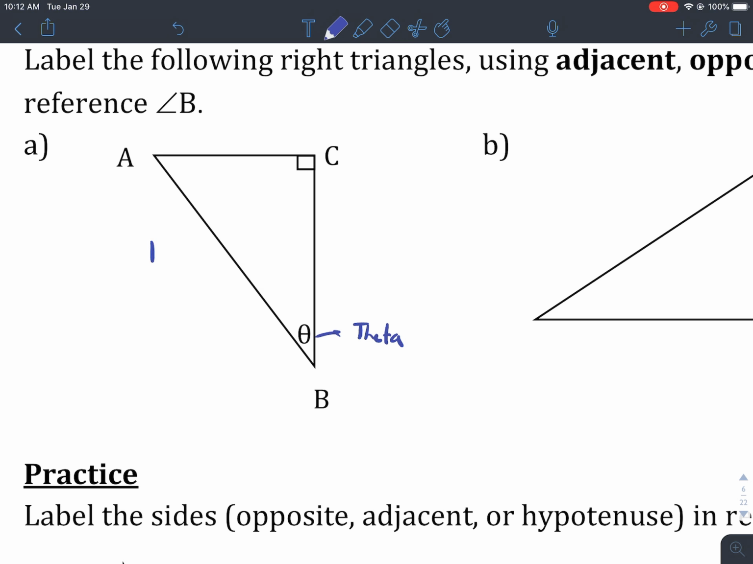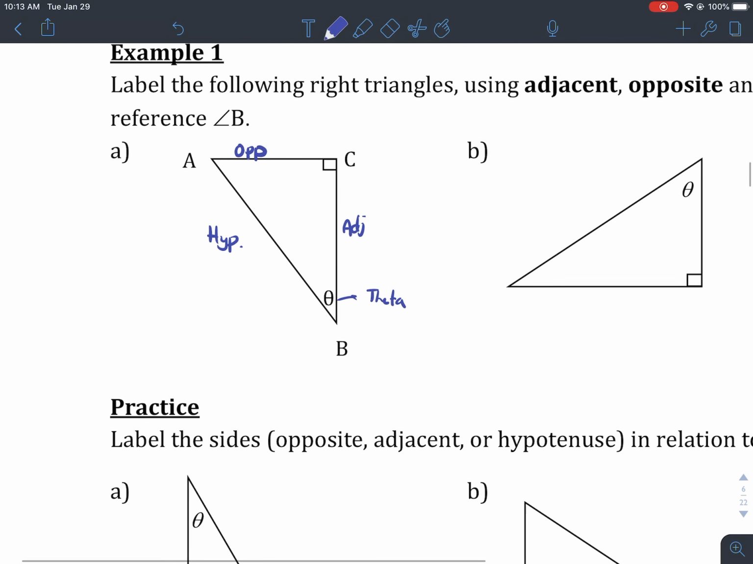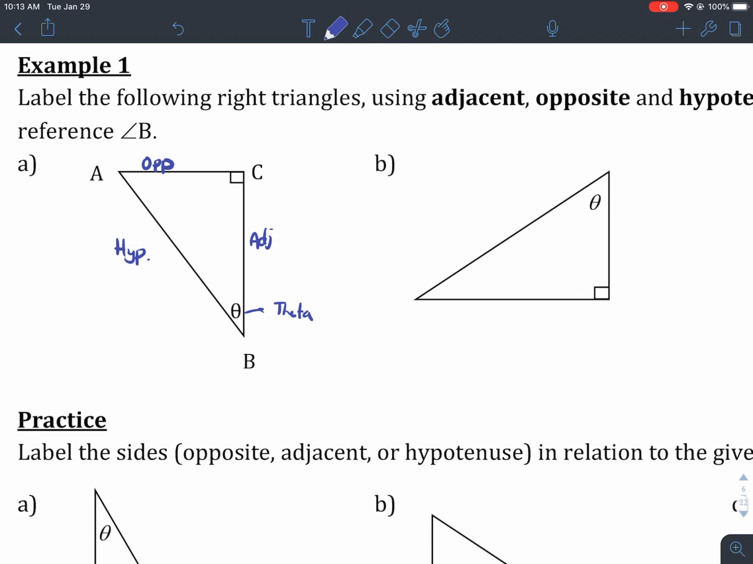Now, the easiest side to label is always going to be the hypotenuse. It's always going to be the one across from the right angle. It helps narrow down our choices a bit. The opposite side to angle theta or angle B is going to be the one furthest away from it that's not the hypotenuse. So the only choice I have is up here for side B. Which means my only option left is my adjacent side. Now I'm using the shortened version, the first three letters of each word, in order to label this triangle.